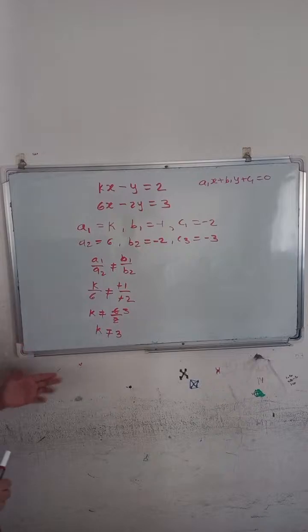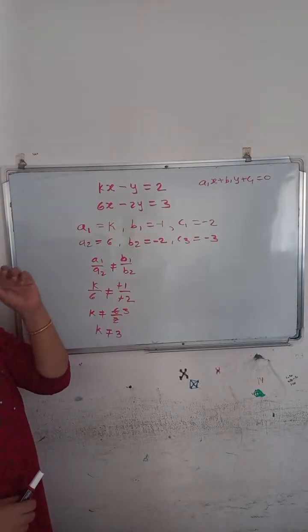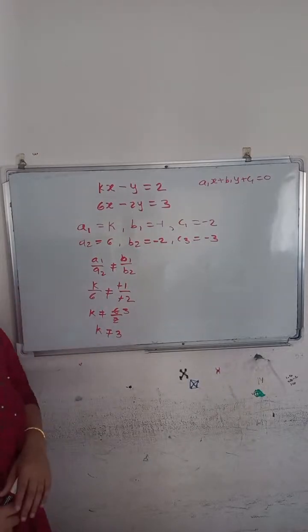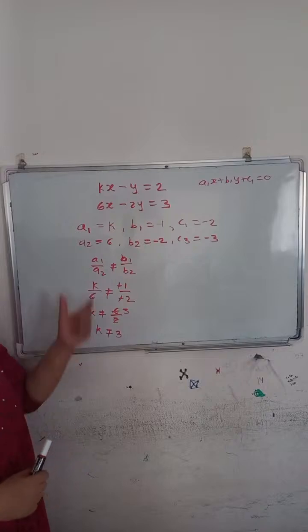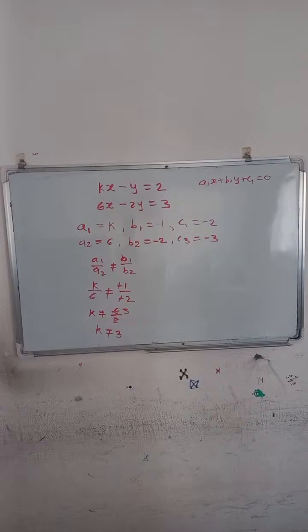Getting this, how to find out? Don't write equal here. For a unique solution, the condition is there: a1 by a2 is not equal to b1 by b2. If you know this, then you will get the answers correctly. Getting this, copy this and take option A, that is first. Okay, so everyone copied.